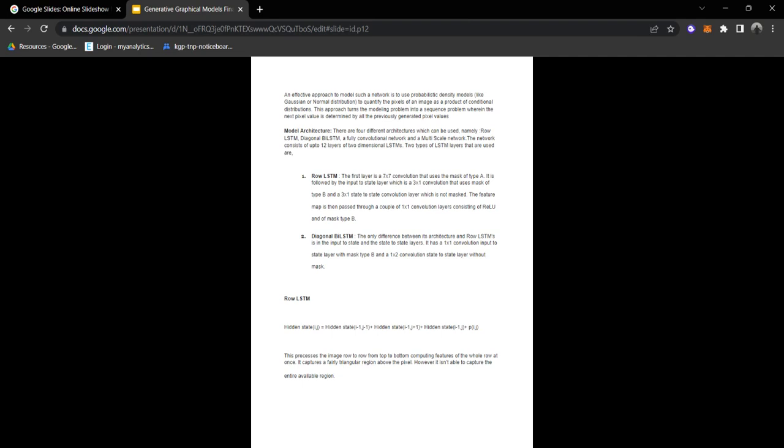LSTM refers to long short-term memory. The network consists of up to 12 layers of two-dimensional LSTMs. The two types of LSTM layers that are used are Row LSTM and Diagonal LSTM.